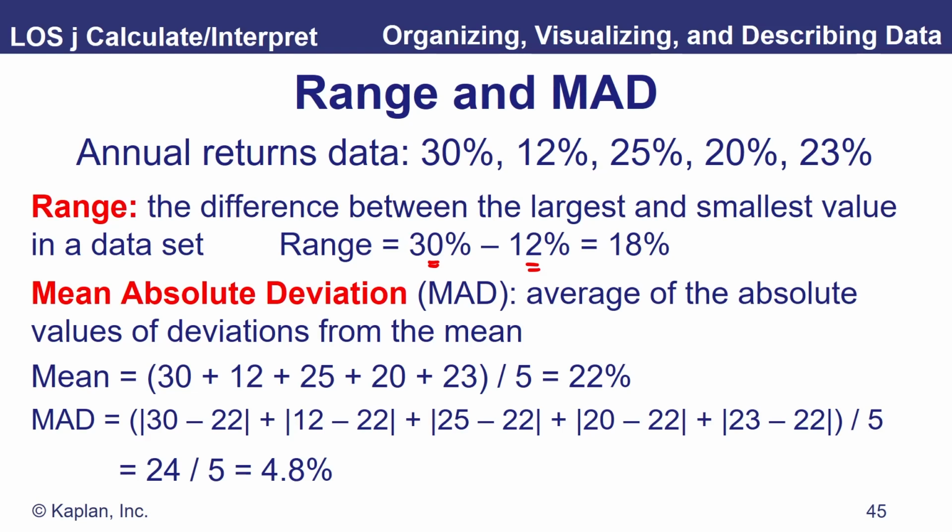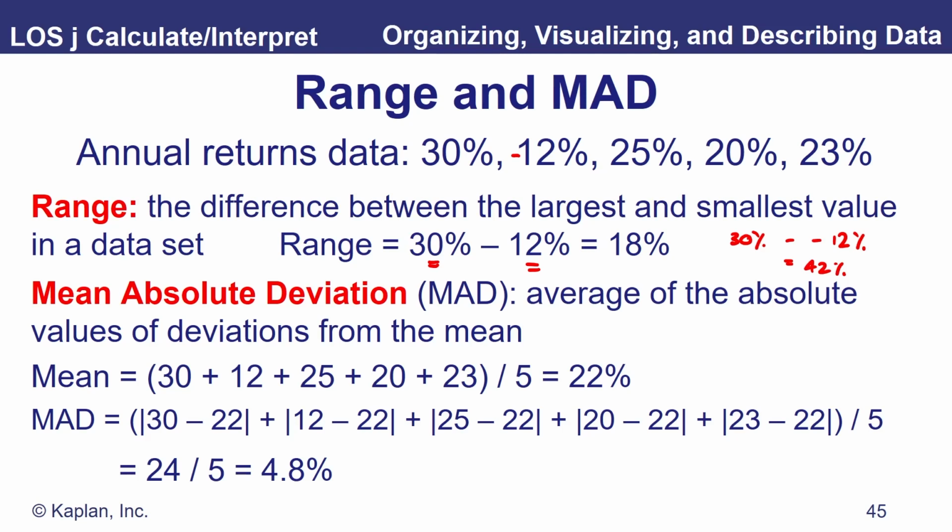Okay, now of course be careful because in some distributions you may have a negative value. Let's imagine that was minus 12. Then our range of course would be 30% minus minus 12%, in which case it becomes 42% our range. Remember, if you have 2 minuses, it becomes a plus. So range, very simple to calculate. It's the difference between the largest and smallest value.